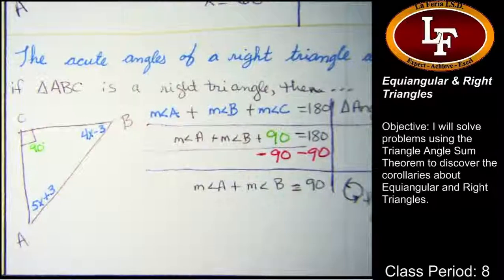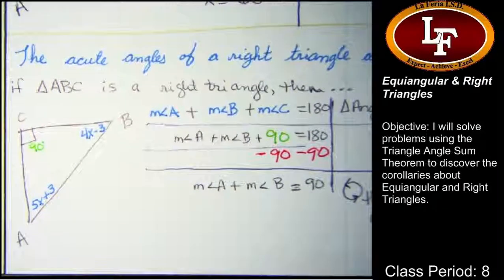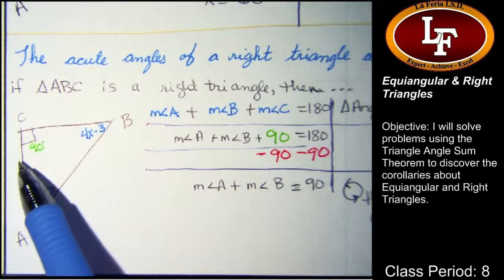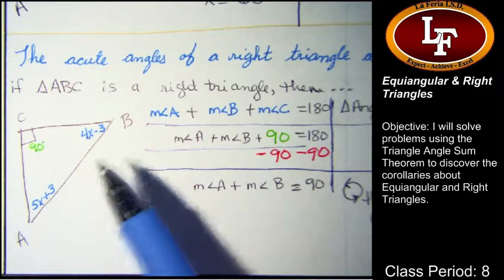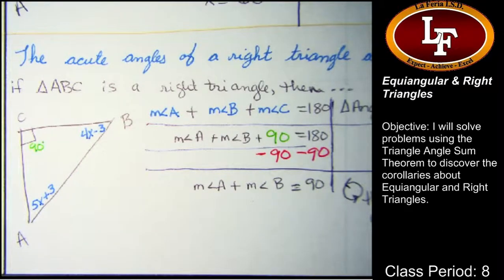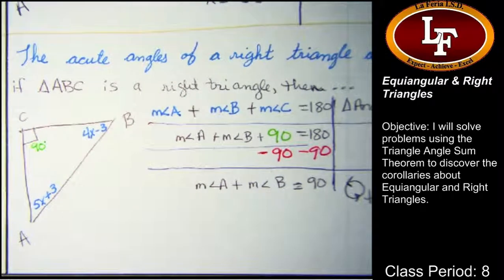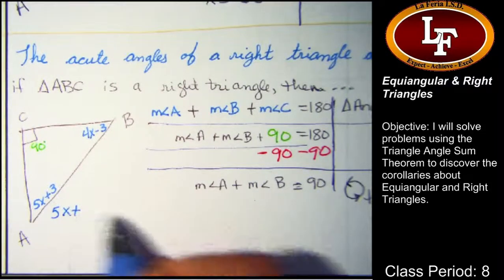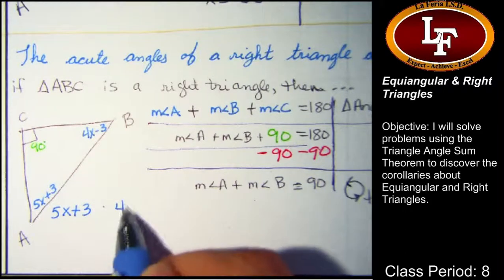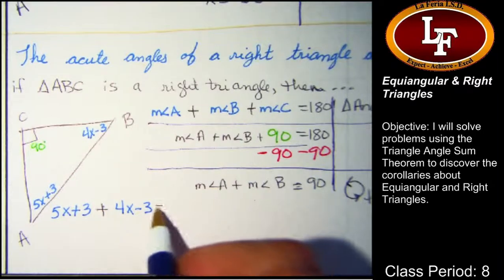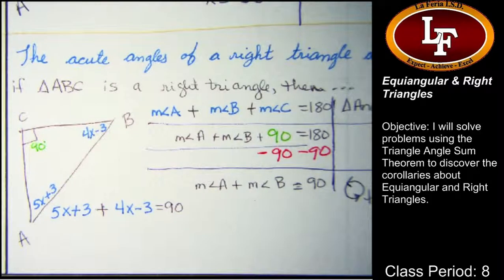Now, originally, the triangle angle sum theorem would have us adding this plus this plus this and getting 180, and then we'd have this extra number to deal with. Now we have a shortcut. We don't have to set it equal to 180. We can just grab these two, add them together, and set them equal to 90 because they are complementary. Do you see it? Totally just used a shortcut.